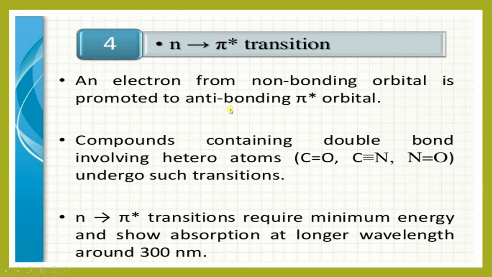So this type of transition requires the least amount of energy out of all the remaining transitions, and hence it occurs at longer wavelength. It contains organic groups. So the compounds containing double bonds involving heteroatoms, that is C=O, C≡N and N=O, undergo such transitions. So n to pi star transitions require minimum energy and show absorption at longer wavelength, around 300 nanometer.